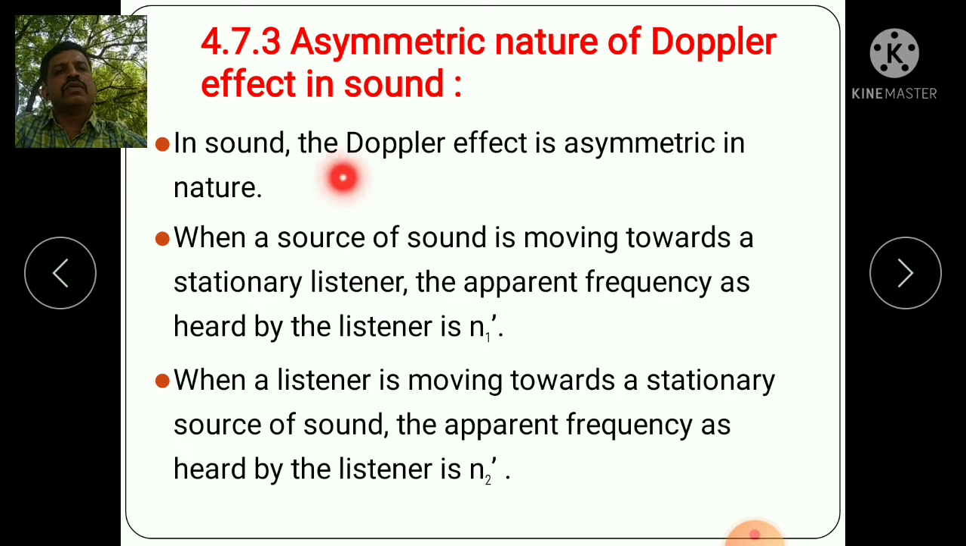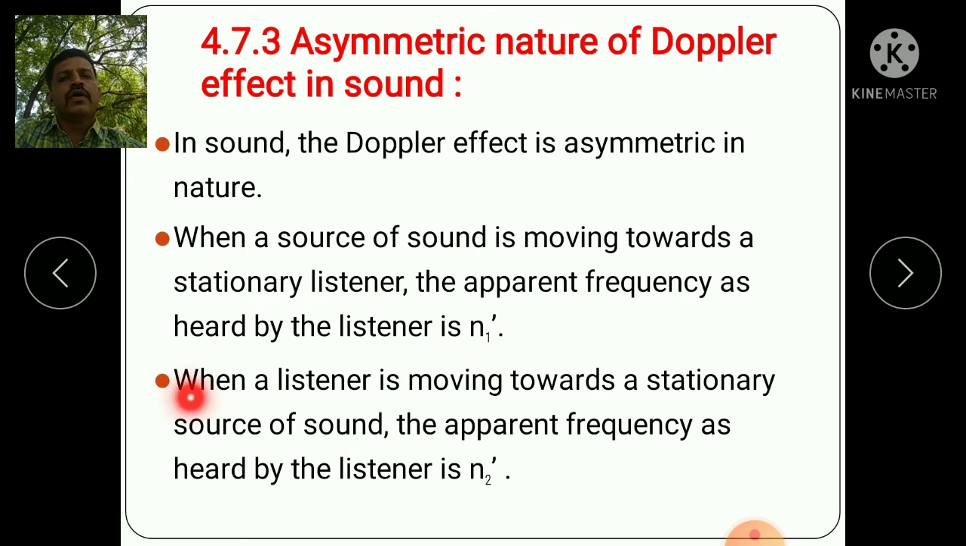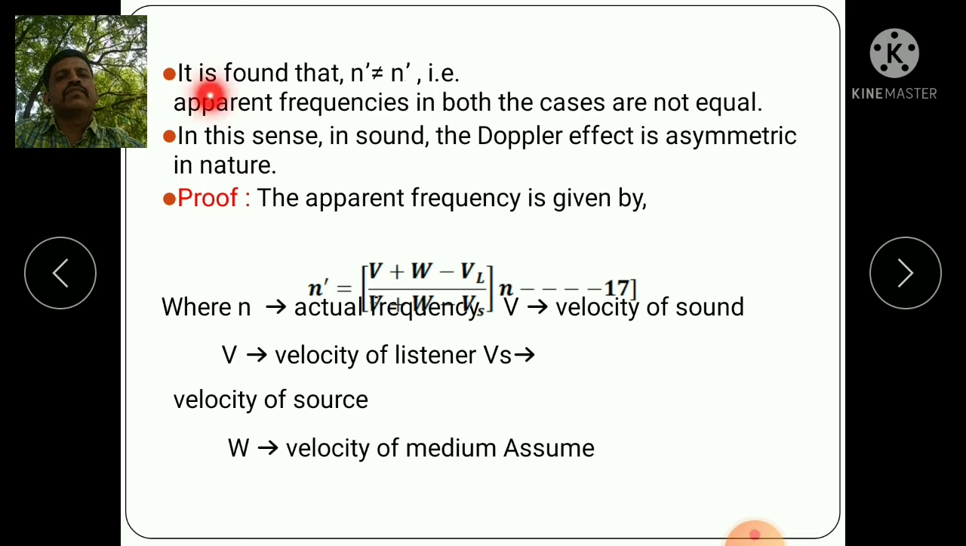In sound, the Doppler effect is asymmetric in nature. When a source of sound is moving towards a stationary listener, the apparent frequency as heard by the listener is n1 dash. When the listener is moving towards a stationary source of sound, the apparent frequency as heard by the listener is n2 dash. If it is found that n1 dash is not equal to n2 dash, that is, the apparent frequency in both the cases is not equal, in this sense the Doppler effect in sound is asymmetric in nature.